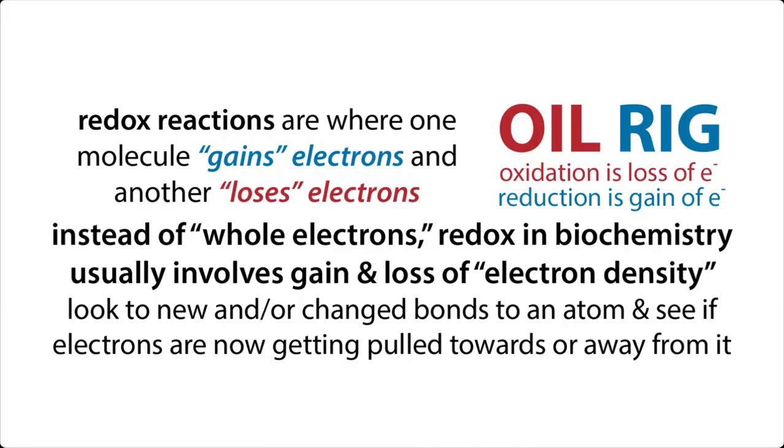It's a lot easier to use those simple mnemonics than to think about the electrons, especially when we're thinking about biochemistry. Unlike in general chemistry, where you're actually seeing whole electrons moving, in biochemistry things are a little more hidden. So instead of whole electrons moving, you can think about gain and loss of electron density. You want to look at new or changed bonds to an atom and see if the electrons are now getting pulled towards or away from it.